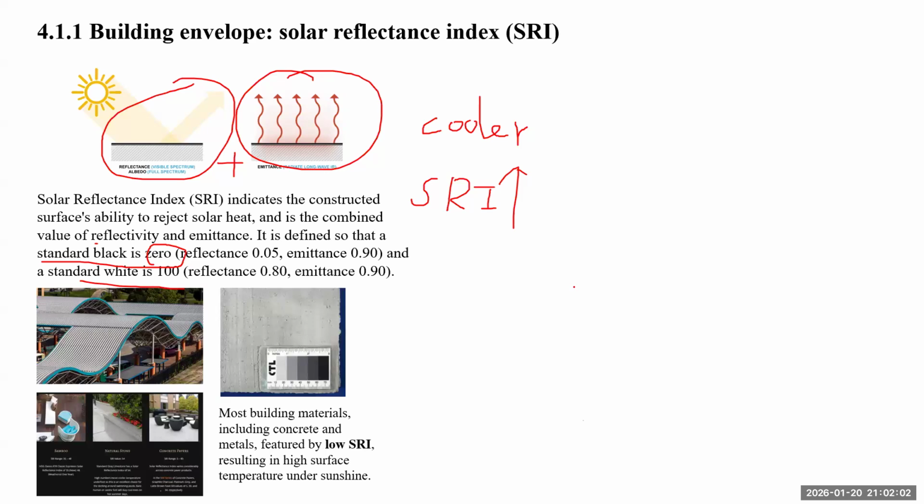However, very unluckily, all building materials, all construction materials are featured by low solar reflectance index. If you think it's difficult to understand, take concrete, it's terrible. Under the sun, it's over 70, 80 degrees Celsius. Even now, in the afternoon, they can be over 50 degrees Celsius.